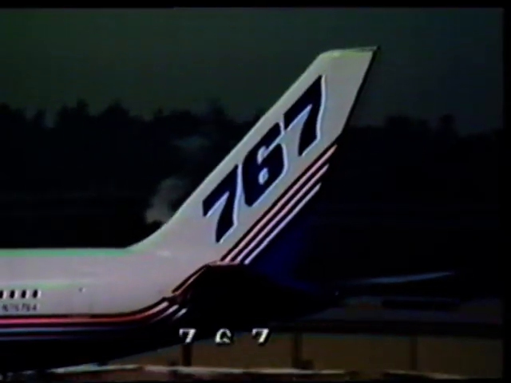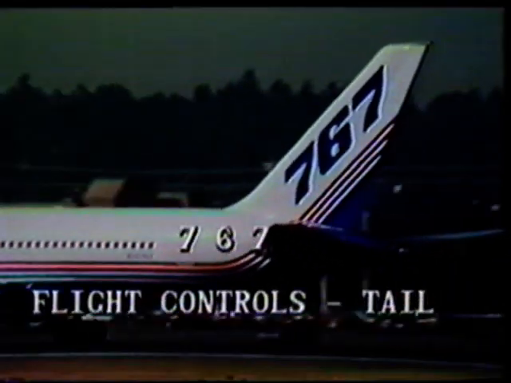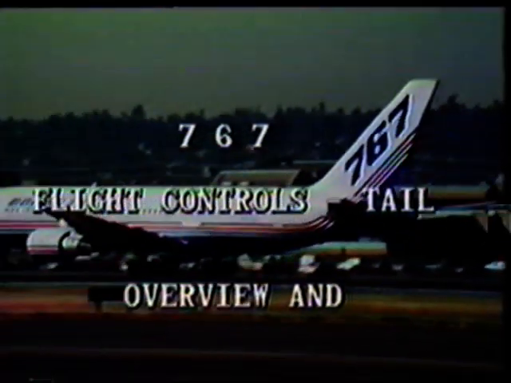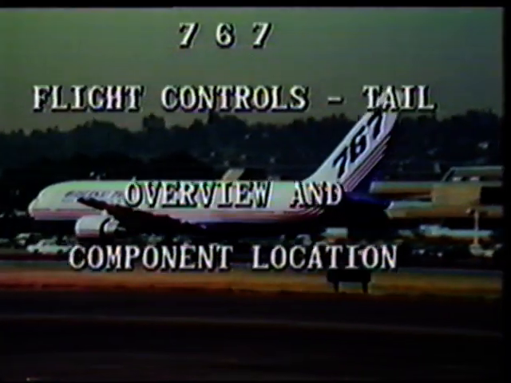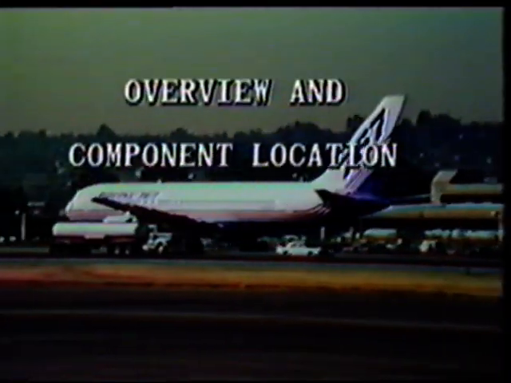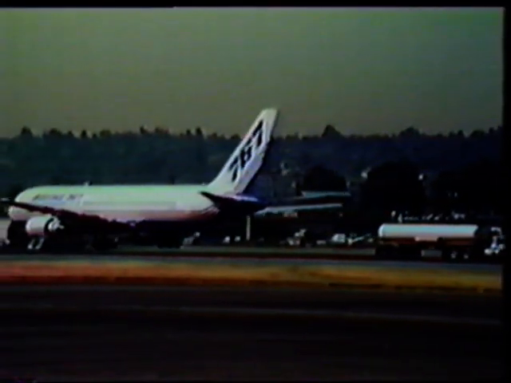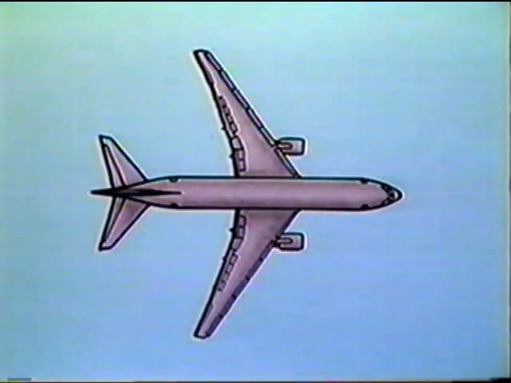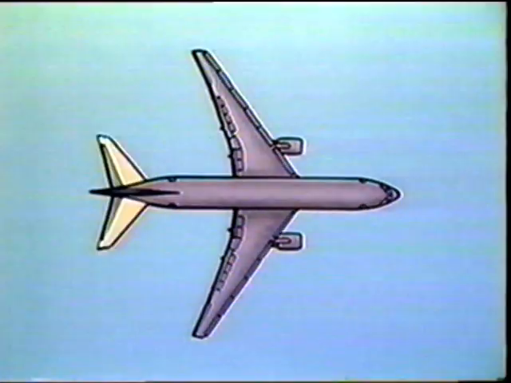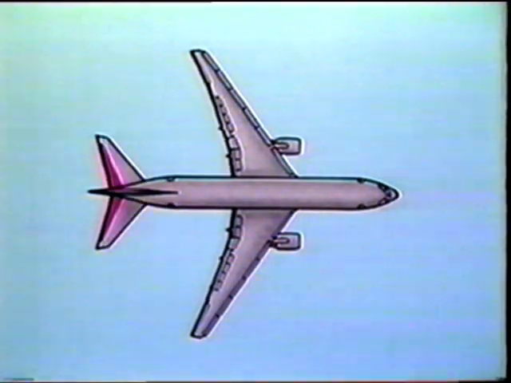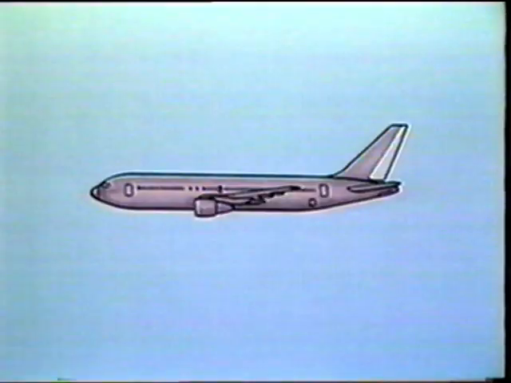This video module will introduce the flight control surfaces and associated components on the tail section of the Boeing 767. It will describe their function and operation, as well as show access and location of the major components. The flight control surfaces include the horizontal stabilizer, elevators, and rudder.